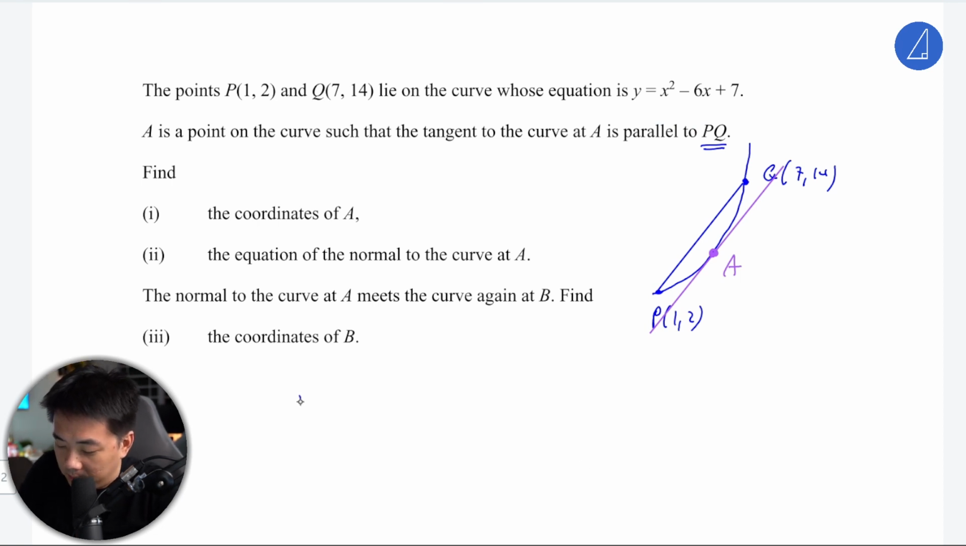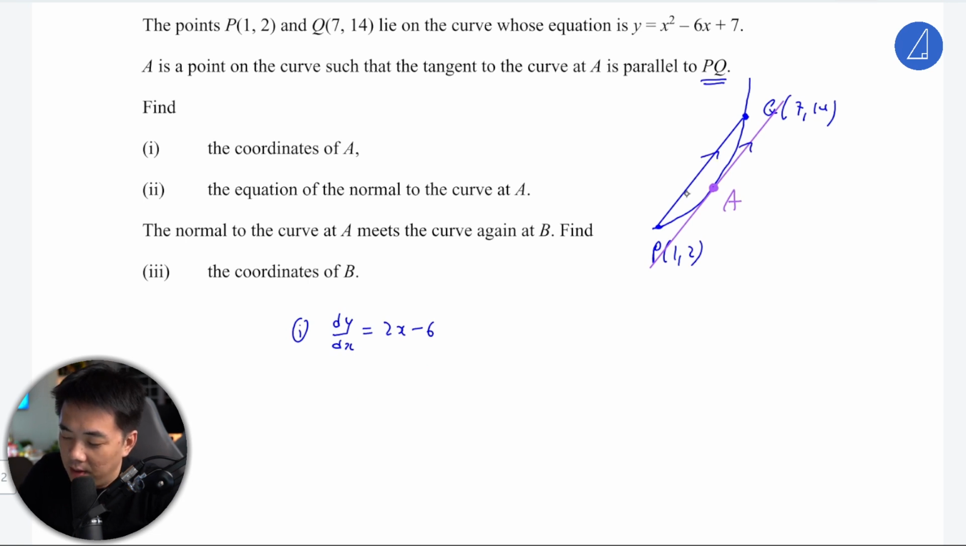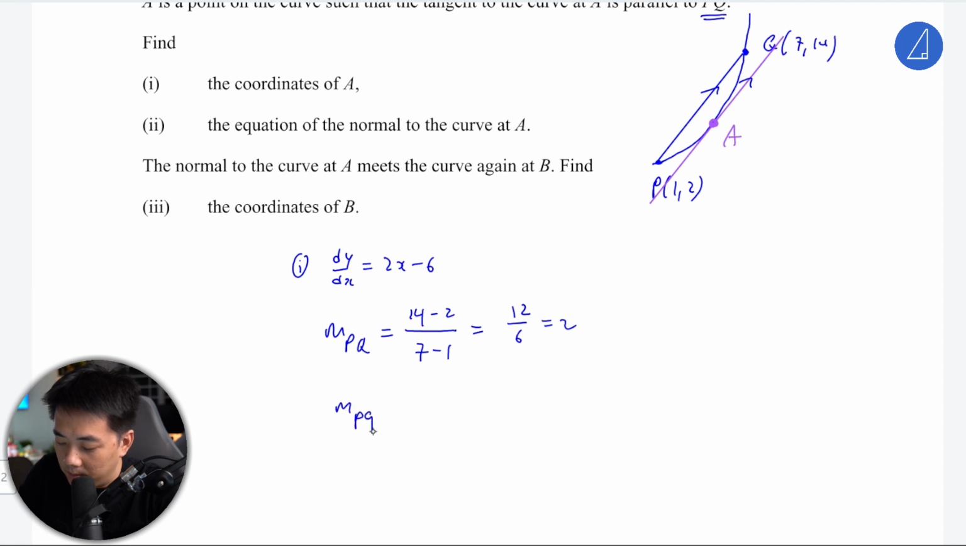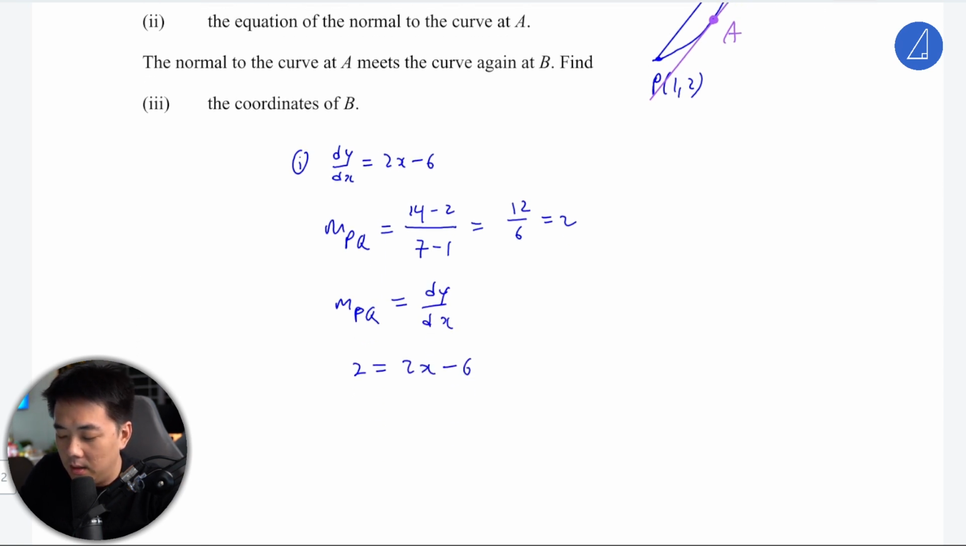What we do first is dy/dx equals 2x minus 6. If these are parallel, the gradient m_PQ will be (14 minus 2) over (7 minus 1), which is 12 over 6, that will be 2. Now m_PQ is 2. So dy/dx would then be 2 equals 2x minus 6. That will be 8 equals 2x, and x equals 4.